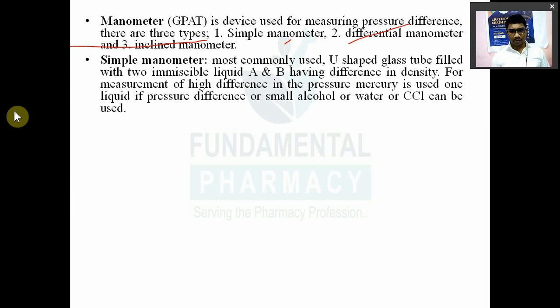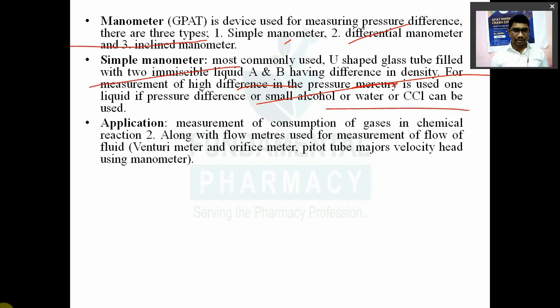Most commonly a U-shaped glass tube is used, filled with two immiscible liquids A and B having a difference in density. If the measurement is of a high pressure difference, mercury is one of the liquids, and if the pressure difference is very small, alcohol, water, or carbon tetrachloride can be used. The application is measurement of consumption of gases in a chemical reaction. Along with flow meters, it is used for measurement of flow of fluid, for example venturi meter, orifice meter, and pitot tube. They measure the velocity head and the pressure head using a manometer.